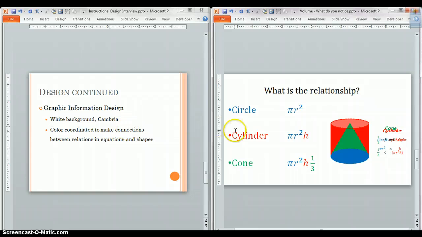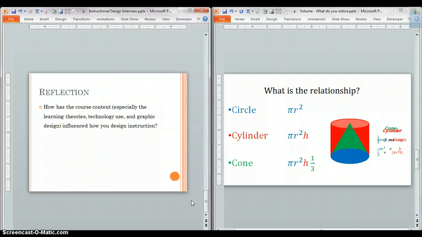So to stay consistent with that, I use Cambria as a font. And then I color coordinated here with the blue figures, the red for the cylinder figure as well, and then the cone with the green cone. But I did think it was important to keep that blue base as a circle apparent in each picture.